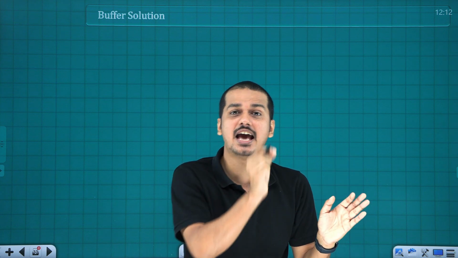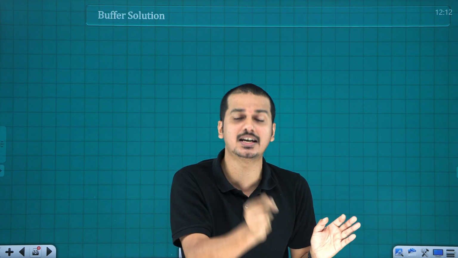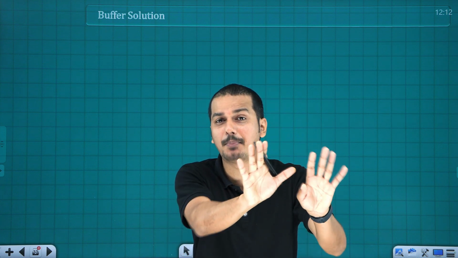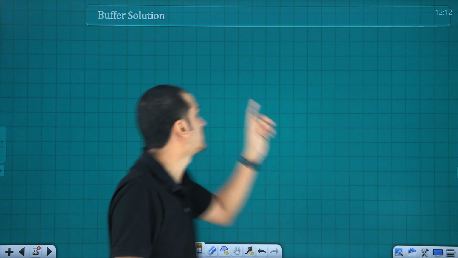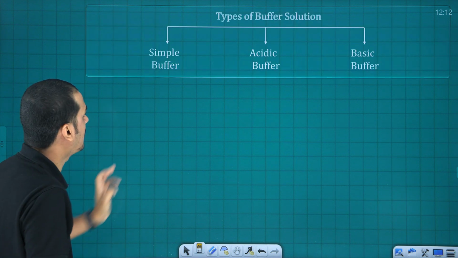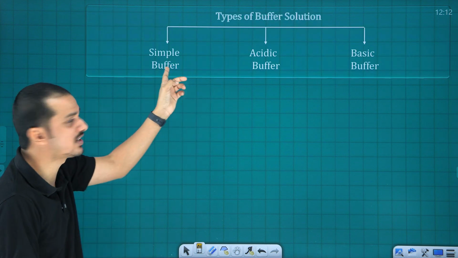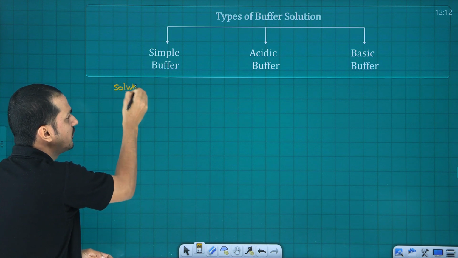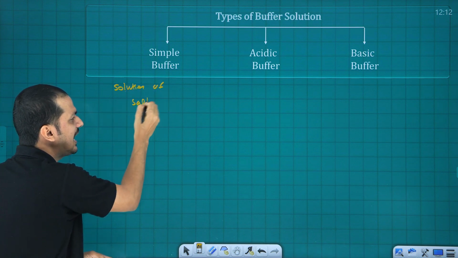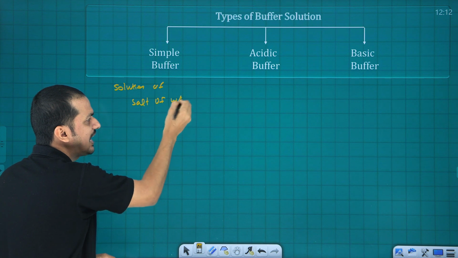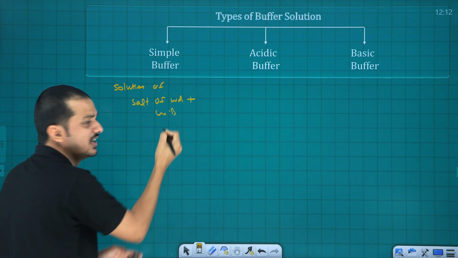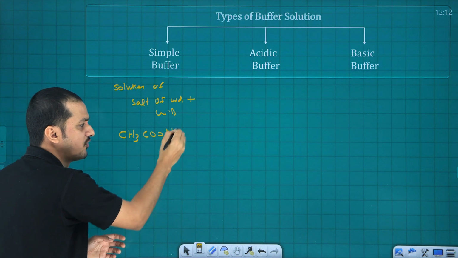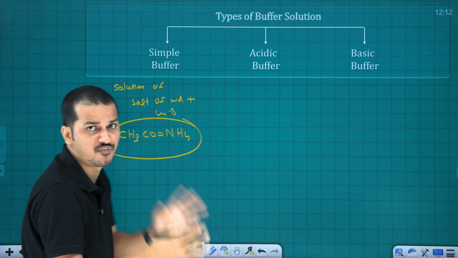Even if we are adding a small amount of strong acid or strong base to it, or else if we dilute it, that pH change they will resist. That kind of solution is called what? Buffer solution. Buffer solutions are mainly 3 types. The simple buffer means it is the solution of salt of weak acid and weak base. That means CH3COONH4. That is what? Simple buffer.